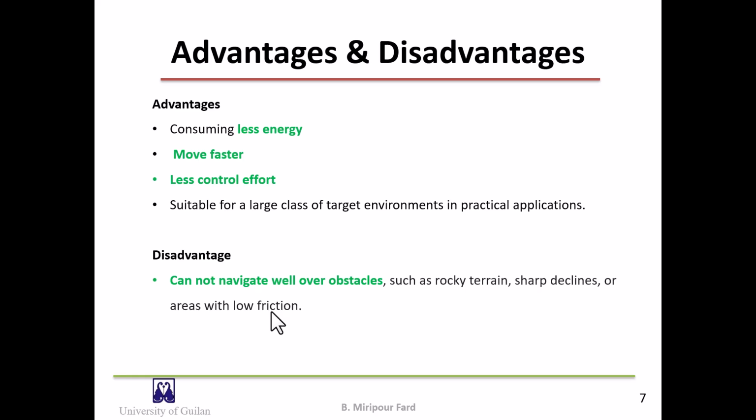Wheeled mobile robots are suitable for a large class of target environments in practical applications. These robots cannot pass obstacles, and this is the main disadvantage of this type of robots. Because of that, these robots are almost useless in terrains that are not flat and have low friction coefficient.